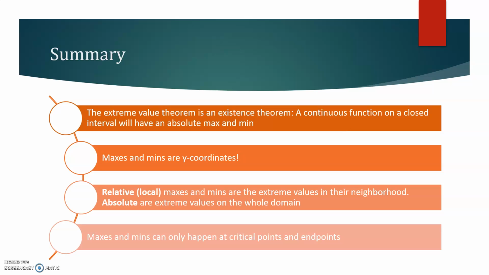Those are absolute. Maxes and mins can only happen at critical points and endpoints, so if we want to find what the maxes and mins are, we'd better figure out where the critical points happen. And we do that by setting our derivative equal to 0 or undefined, because that's the definition of critical points. Eventually, as we're trying to figure out what these maximum values are, it's going to be very important that we also check endpoints for those values.